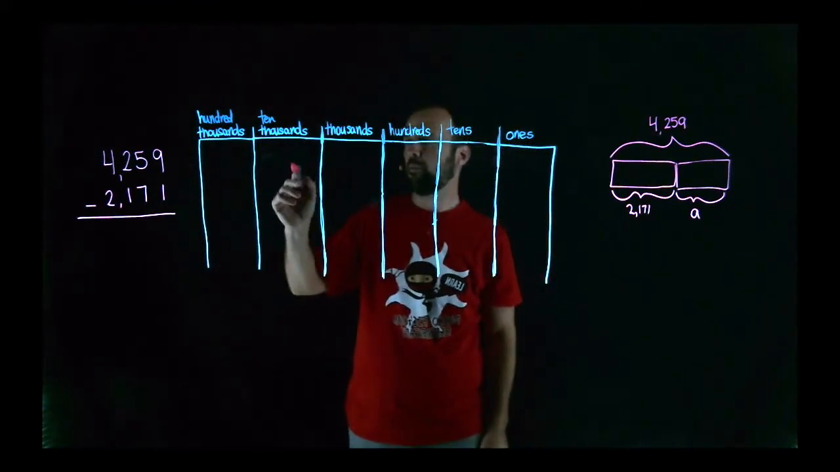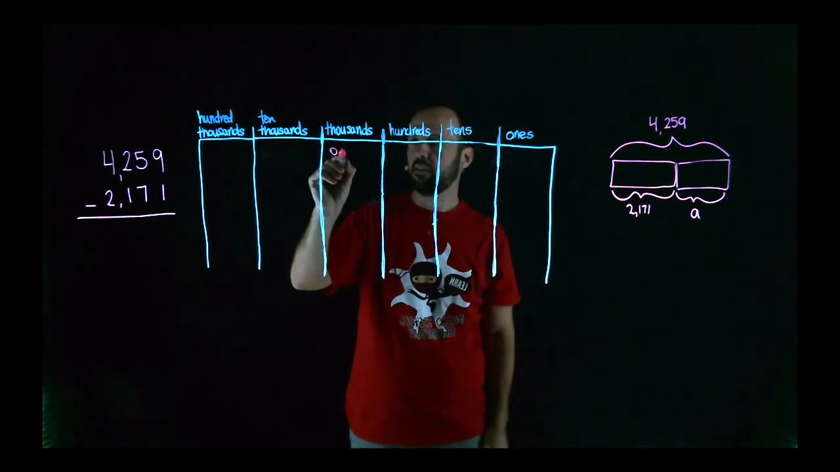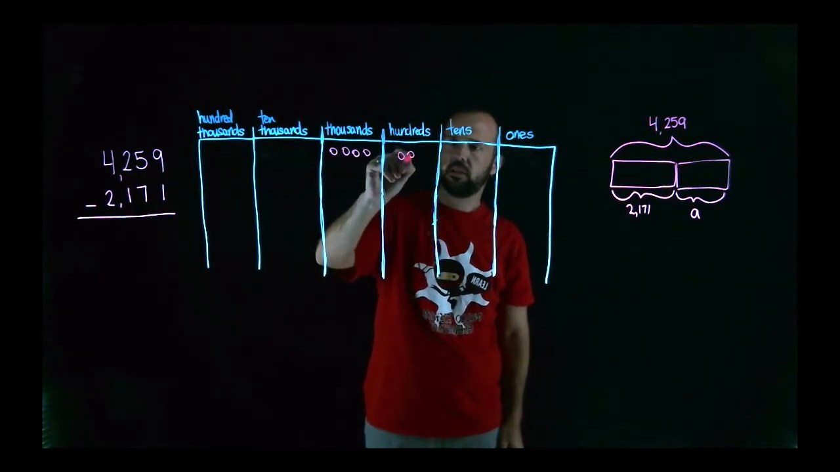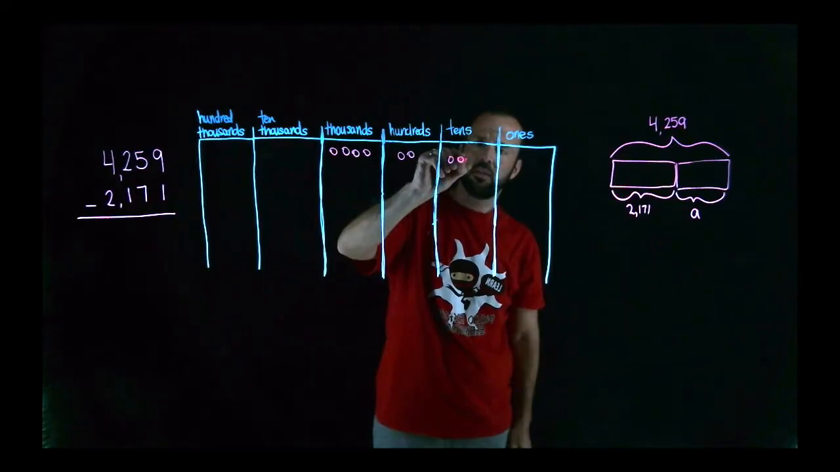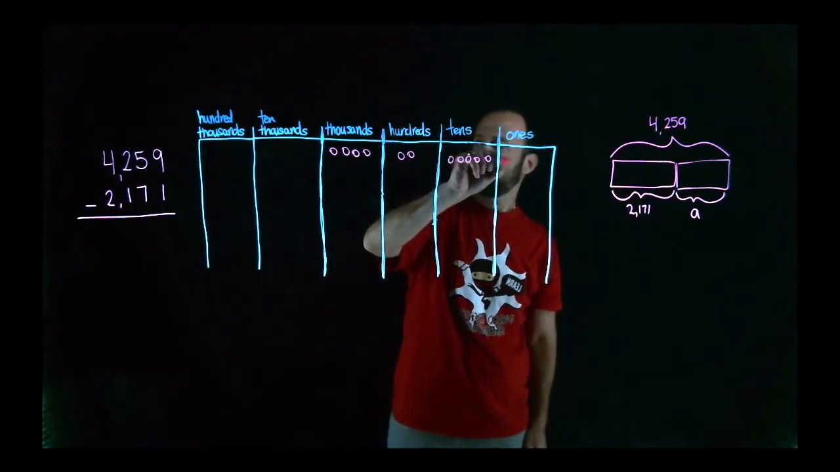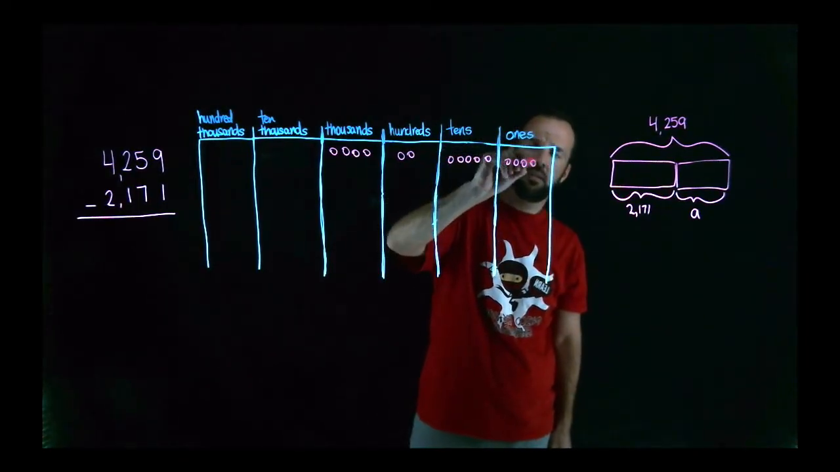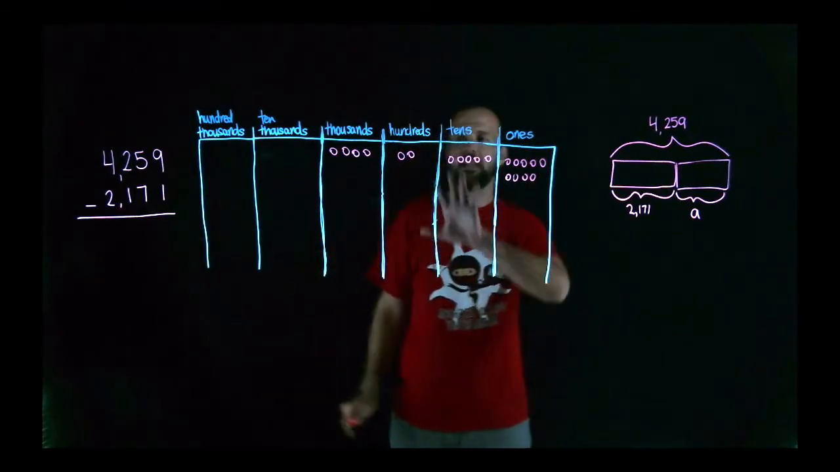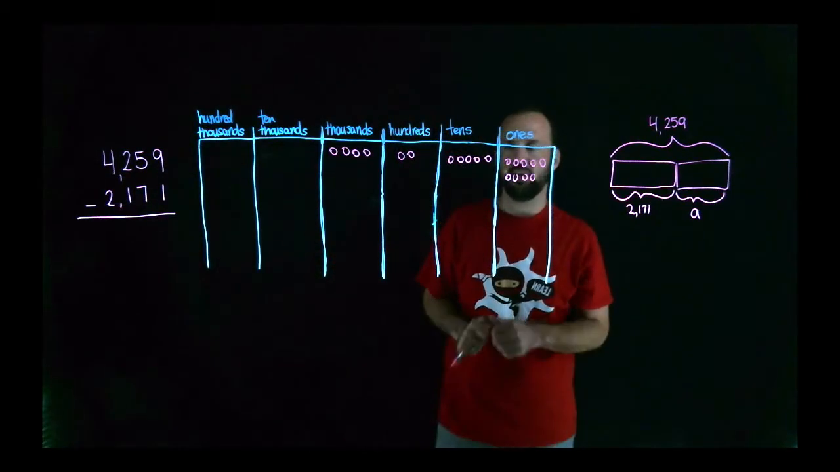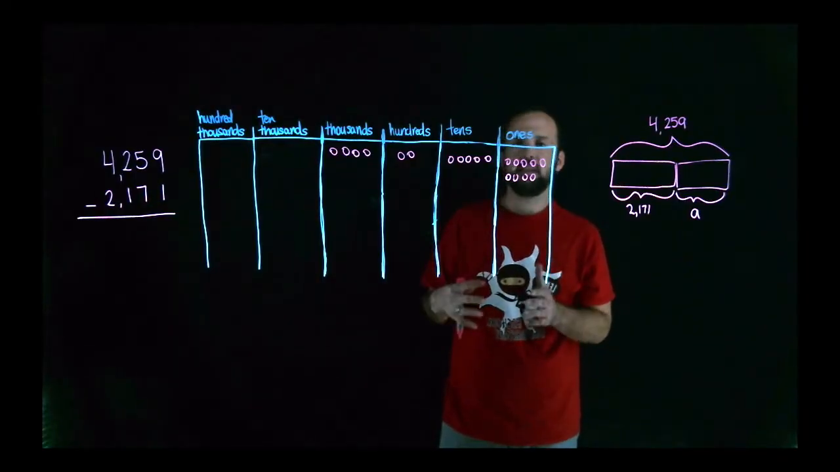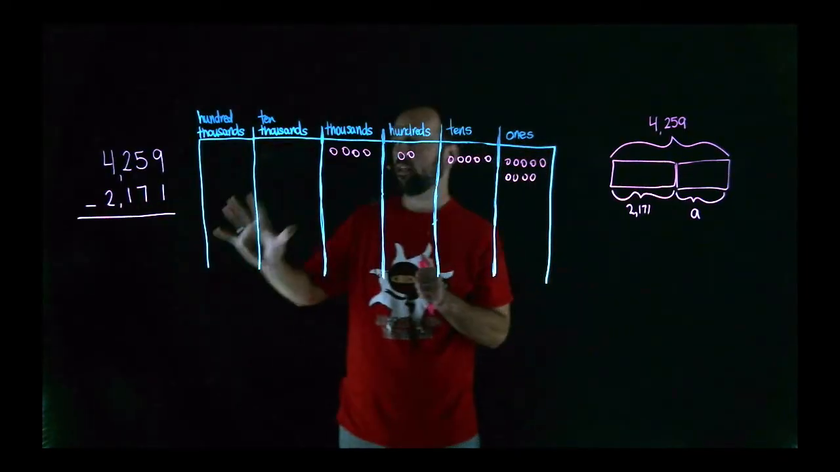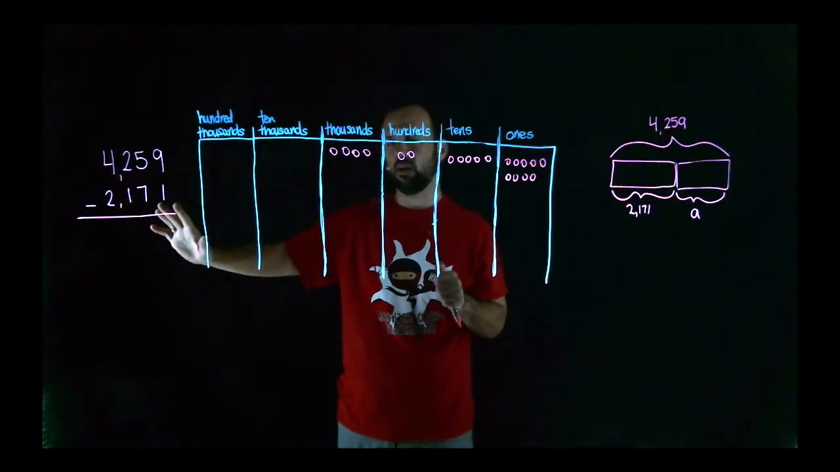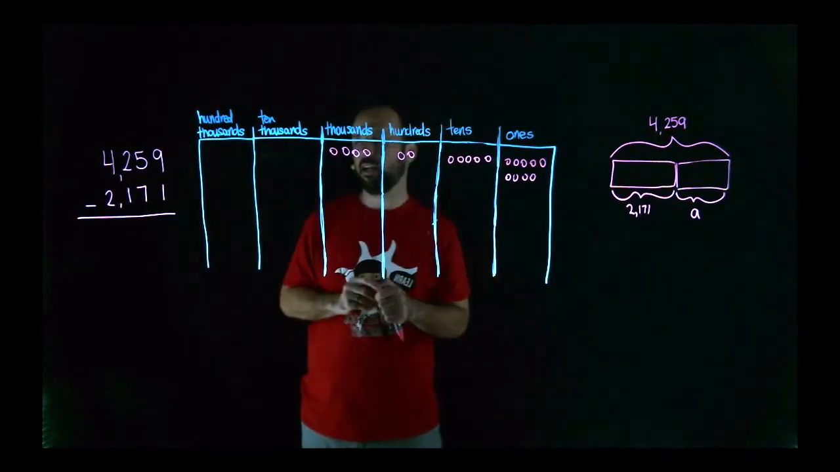So I'm going to start by modeling my 4,000, my 200s, 59. Cool, so I have my whole number, 4,259, modeled here on my place value chart. So the next thing you want to do when you're subtracting is you want to look at your problem and make sure that you can subtract, okay? Make sure that everything's set up the right way, and then we can subtract these numbers.